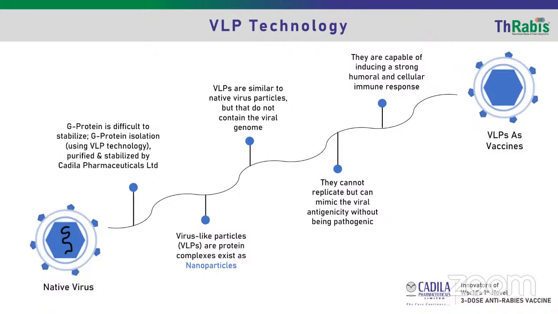the 5-dose schedule. So the Travis vaccine may help to improve compliance towards the full course of immunization due to unique advantages like a reduced dose schedule, that is 0, 3, 7 days, resulting in fewer injections and a reduced number of visits.